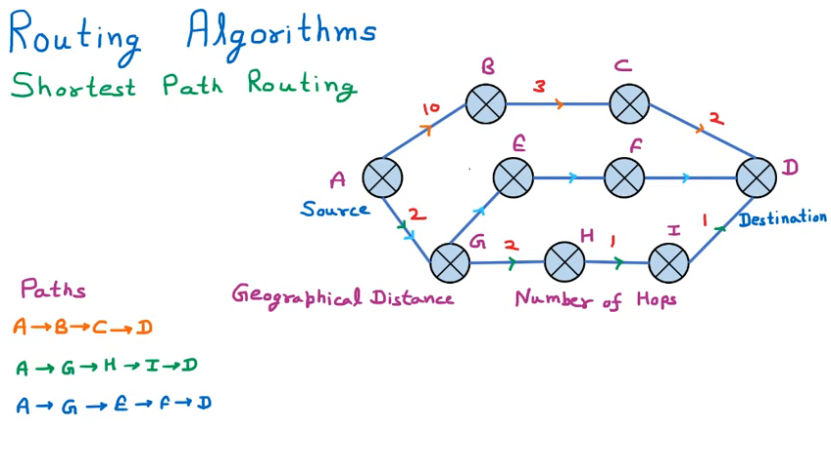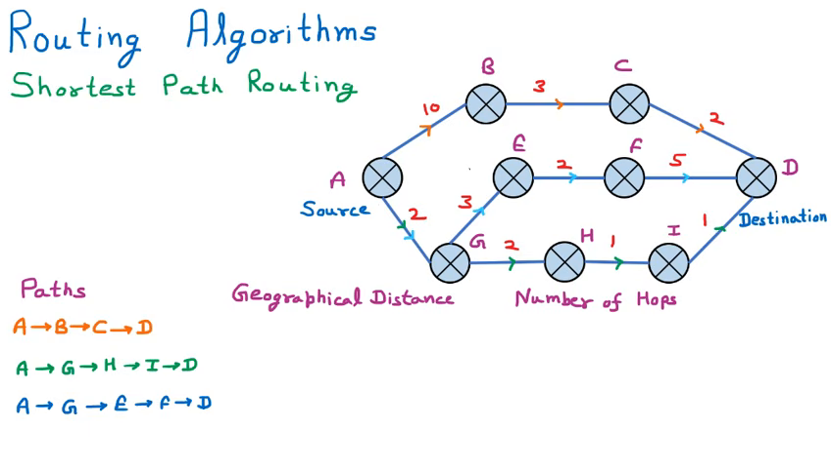This is what we have assumed, any cost can be there. G to E, the cost is 3. Then E to F, the cost is 2. Then F to D, the cost is 5. So these are the costs which are available.